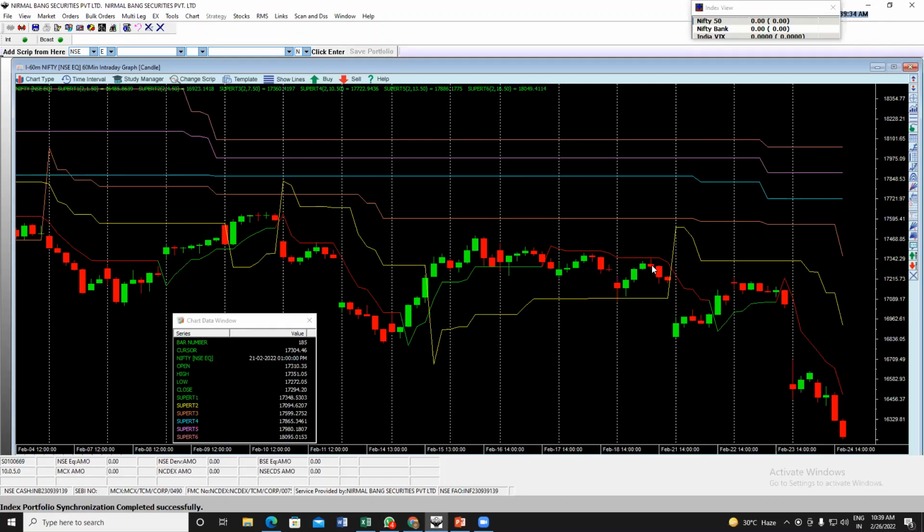What I was asking, sir, is if you take a trade here and keep a 10 to 20 points stop loss, your stop loss will be hit. But if you take a trade near that level and keep a 20 to 25 stop loss, it will not get triggered.